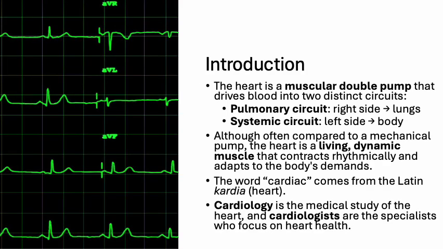The heart is often described as a double pump because it operates two major circuits at the same time. The right side of the heart pumps blood to the lungs via the pulmonary circuit, where it picks up oxygen and releases carbon dioxide. The left side sends oxygen-rich blood through the systemic circuit to supply the tissues and organs of the body. Despite being called a pump, the heart is not made up of metal and valves. It's living, dynamic muscle made primarily of cardiac muscle tissue. It contracts rhythmically, involuntarily, and tirelessly throughout our lives.